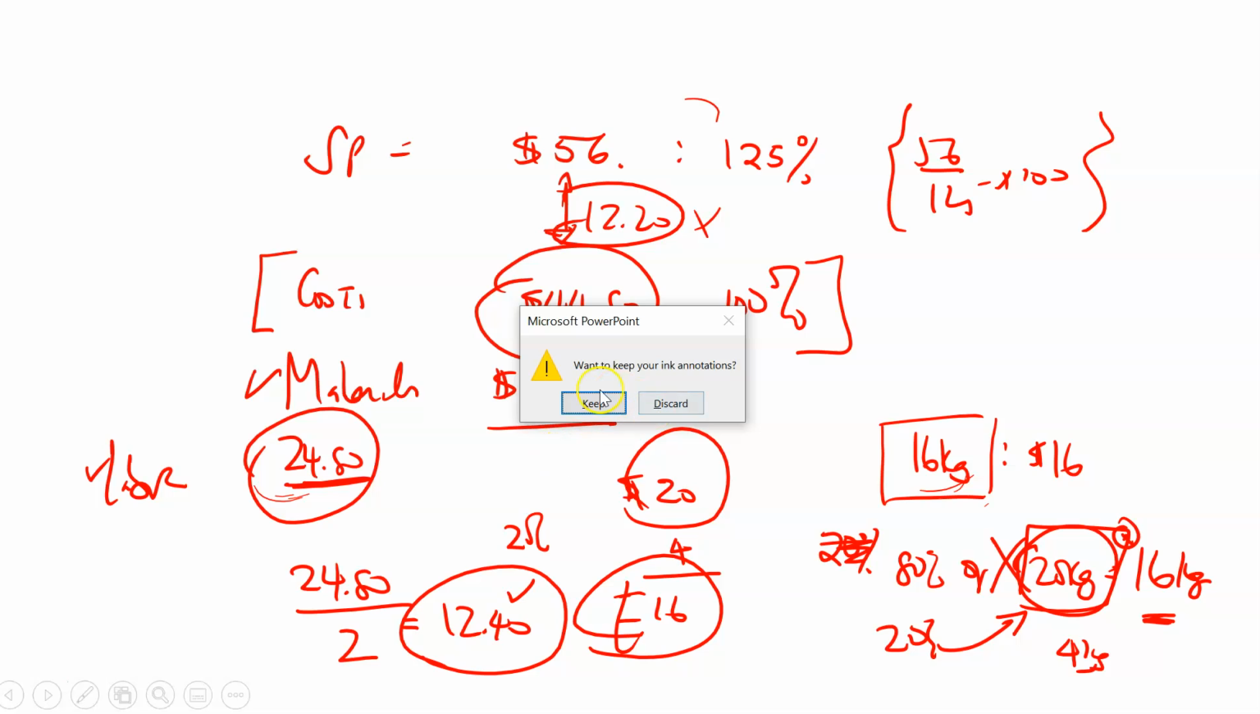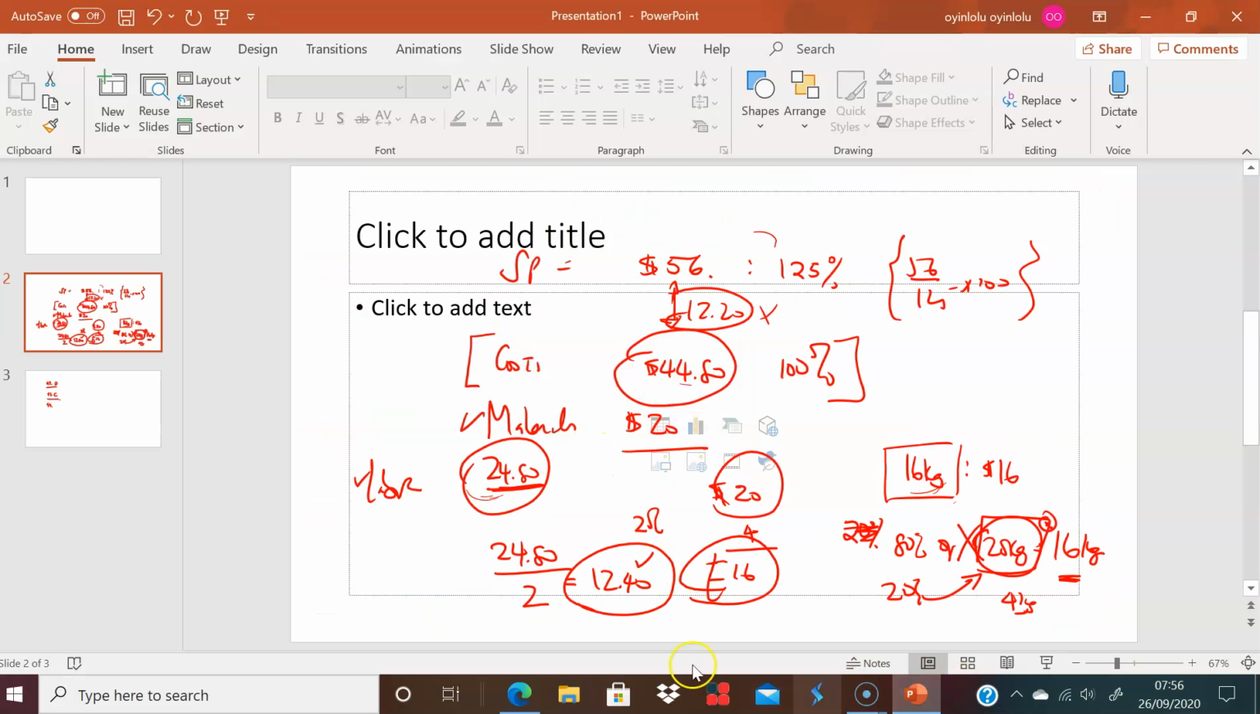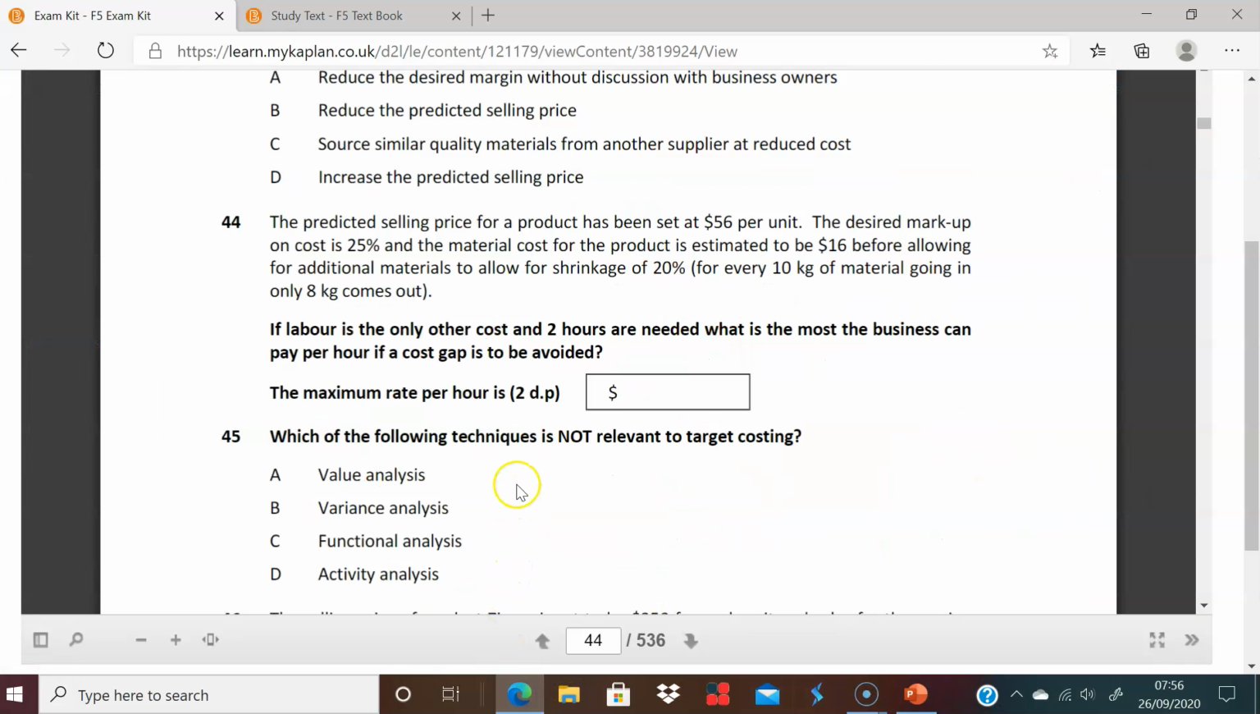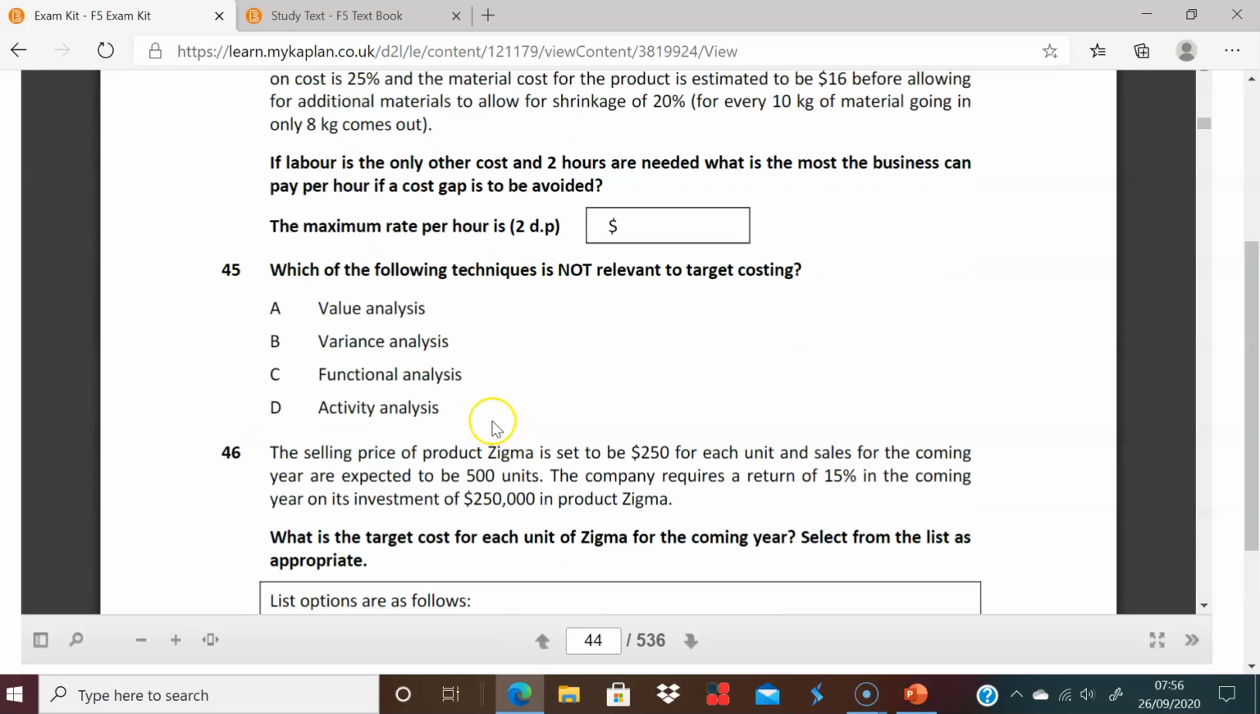Let's go back out of here and come here. So, right, which of the following is not relevant to target costing? Question 45. Sometimes what they're really trying to get you to do is to really think about the different areas of costing and that sort of thing.